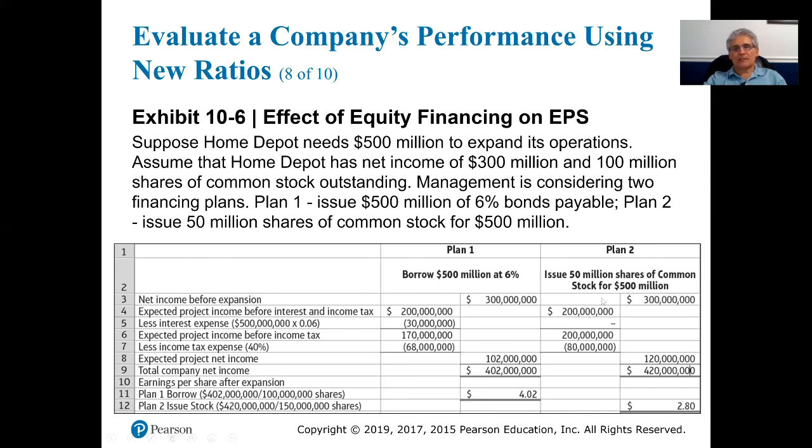Now, when we compare this to plan two, which is the issuance of common stock, there is no interest expense, so that is zero. So the income is going to remain 200 million.